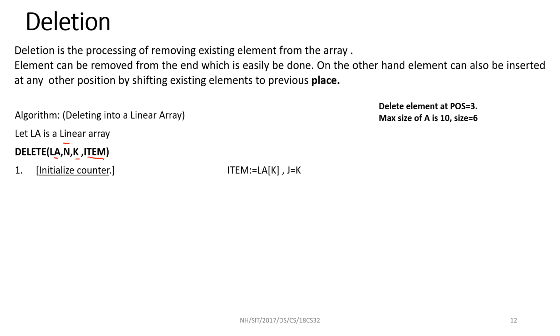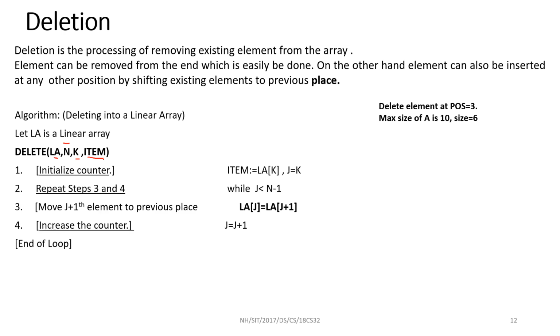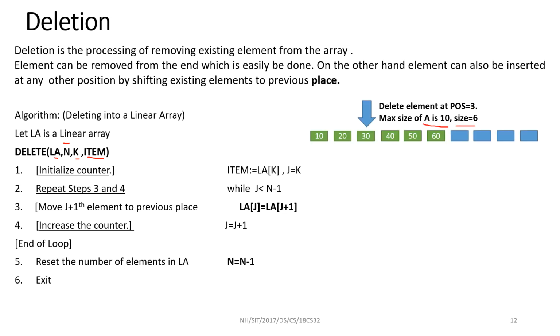The process is the reverse of insertion. Now you have to move to the left side. We'll assume that the maximum size is 10 and the current size is 6. The elements are 10, 20, 30, 40, 50, 60. I want to remove this 30. Position is 3, index 0, 1, 2.